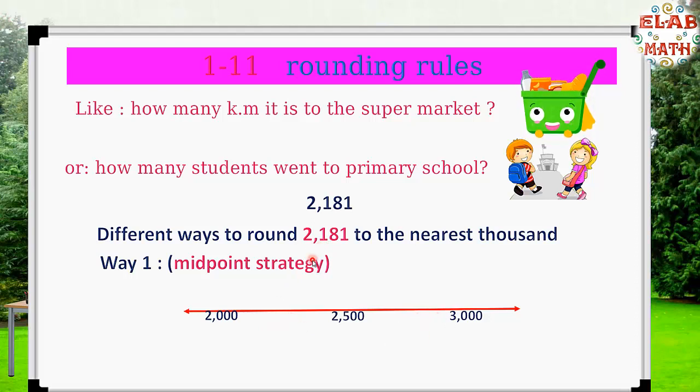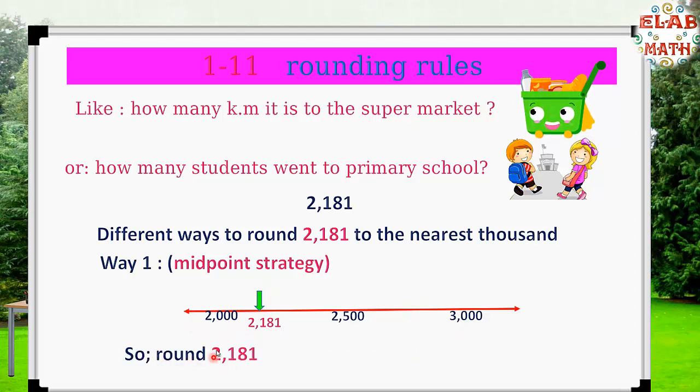After that, you should see where your number is, in this place or in this place. Is this number nearest to 2000 or nearest to 3000? Let's write our number here: 2,181. Is this number nearest to 2000 or nearest to 3000? Yes, nearest to 2000.